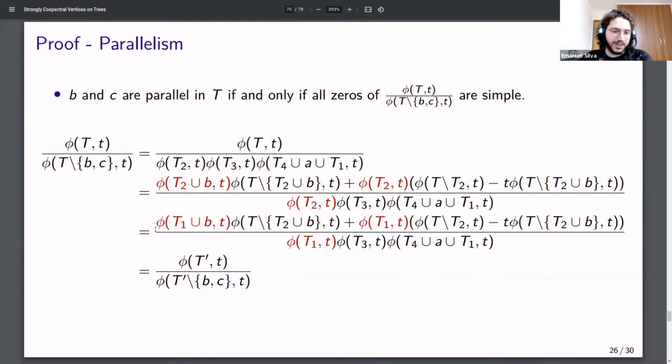So, you may realize that if we apply the same steps that we did here, but with T prime, this is exactly where we get. So the two rational functions for T and T prime are actually the same. And therefore, if the zeros are simple at one of them, they are also going to be simple at the other one. And therefore, if B and C are parallel at T, they are also going to be parallel at T prime.